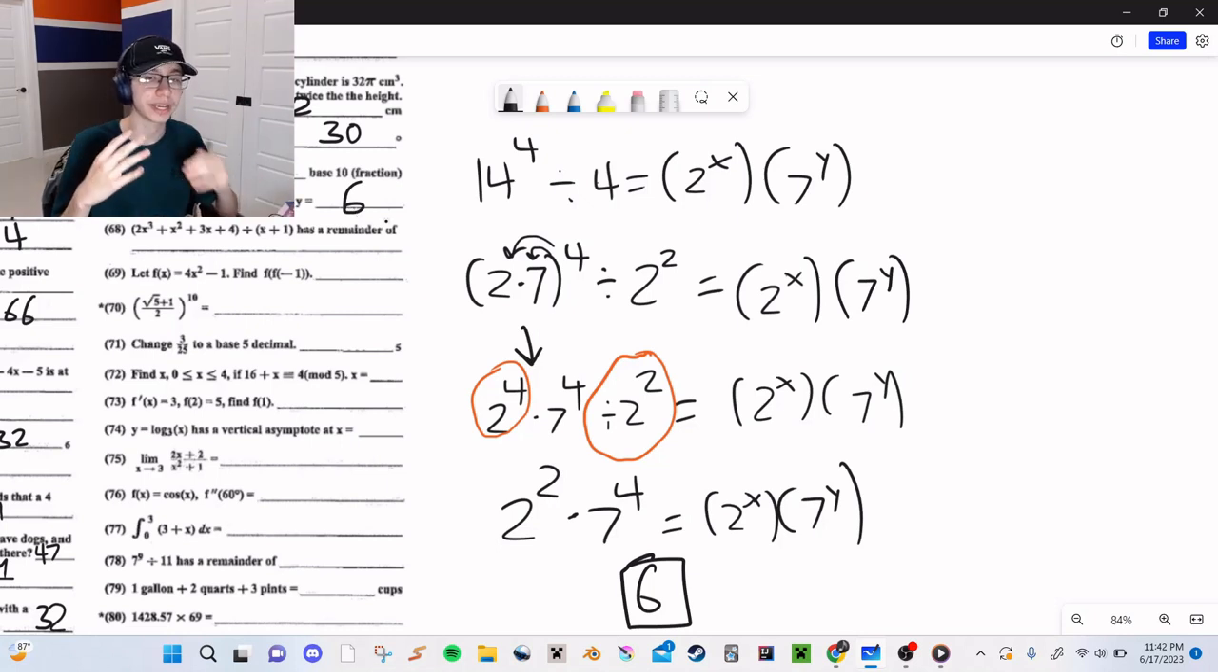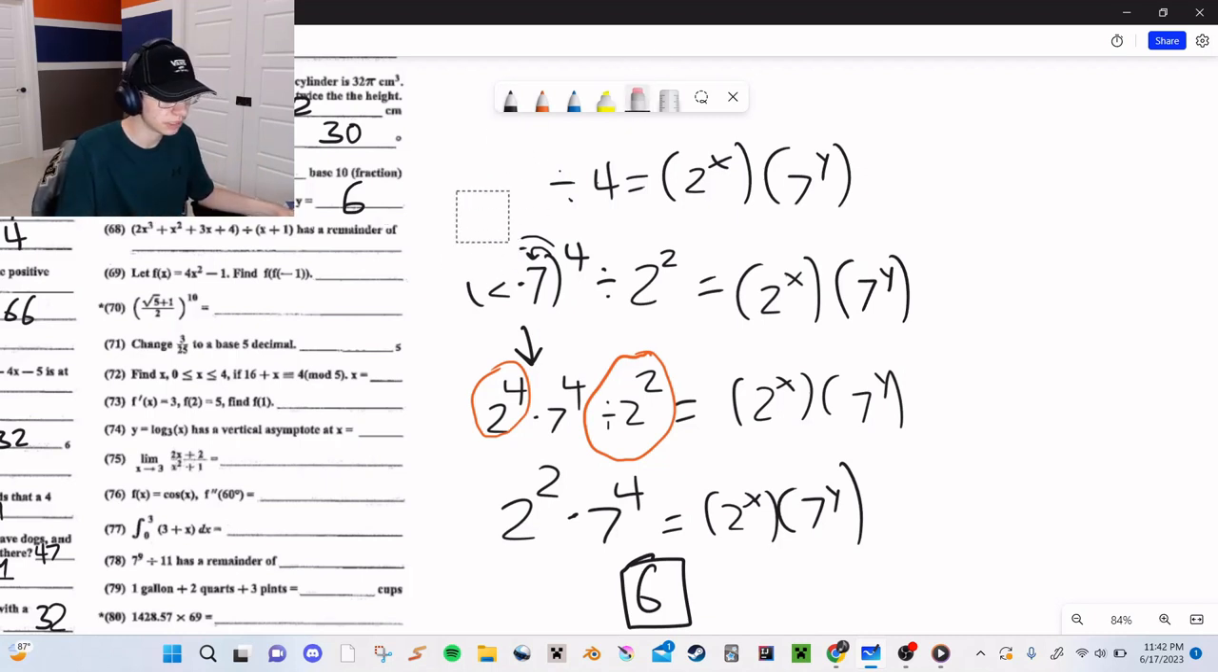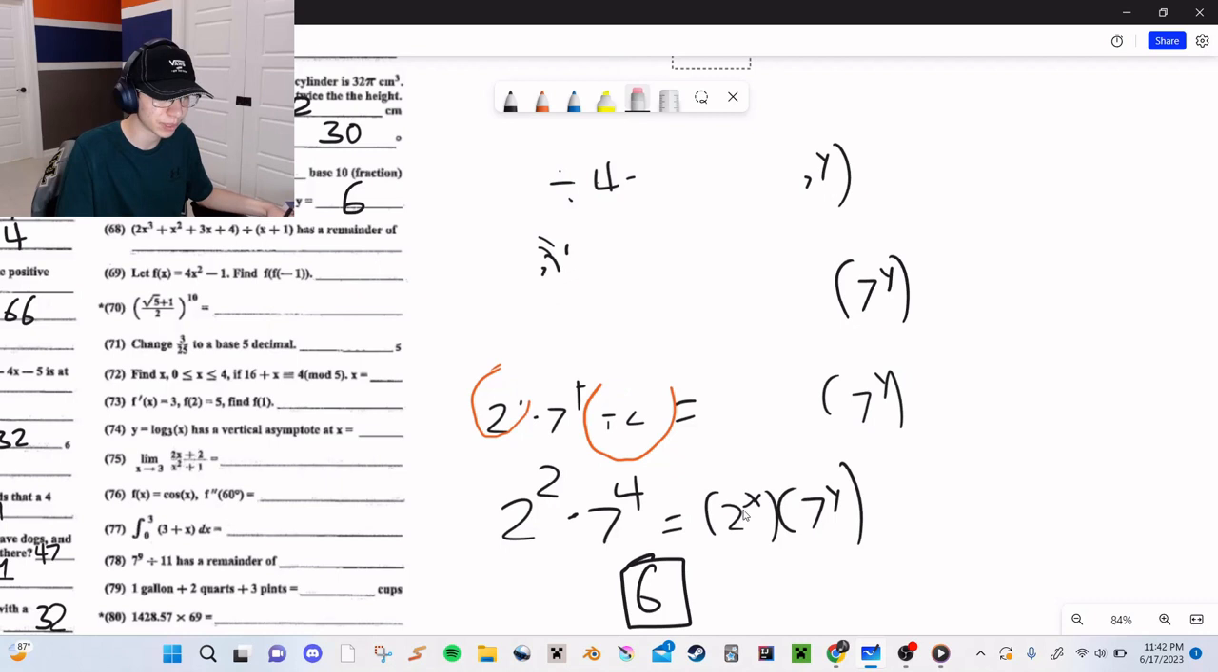So we wanted to break up 14 into its factors, 2 and 7, distribute that power of 4 to them, do some canceling out with the 2 squared, which comes from the 4, and then see what we've got left. So that one's not too bad. It's a little bit of algebra.